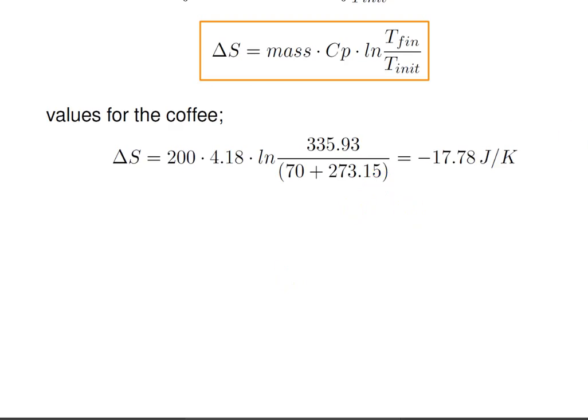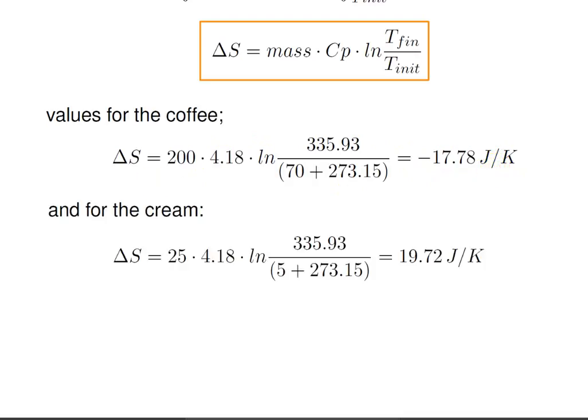So the only thing left is to plug in values to calculate. And we're going to start out with the coffee. So delta S will be 200 grams times the heat capacity, 4.18, times the log of the final temperature, that's the temperature we calculated earlier, over the initial temperature. There's the 70 degrees, and of course we're trying to do this in Kelvin. When you multiply that out, we're going to get minus 17.78 joules per Kelvin. So the entropy went down in the coffee.